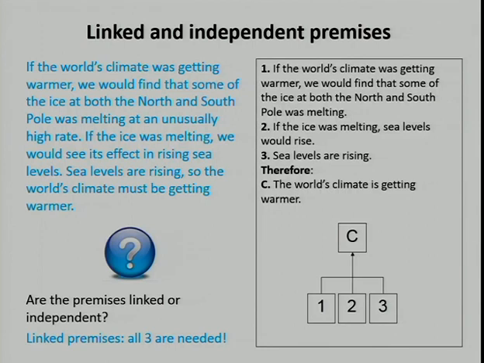So three premises, they're all on equal footing, and they're all linked to each other, so they're all necessary to support the conclusion. Yeah? Is that even a valid outcome?